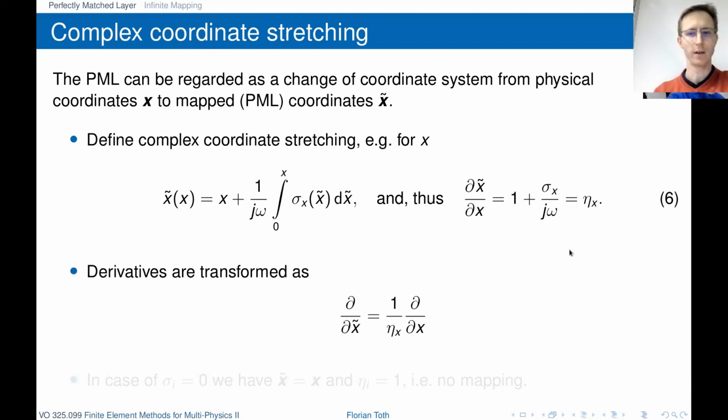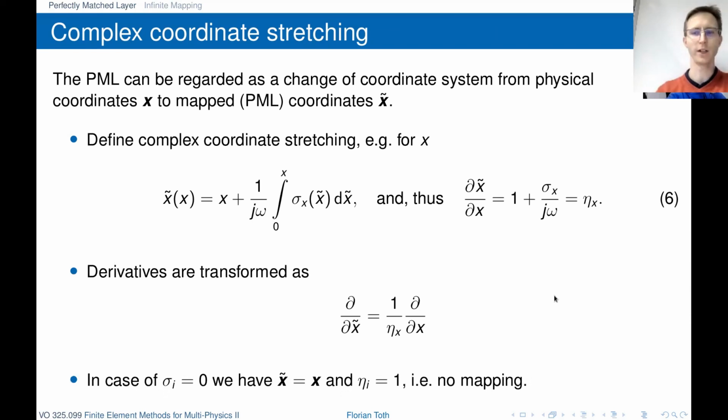And then we can use this definition to actually write down how the differential operators transform. So a partial derivative with respect to x tilde is equal to 1 over eta x of the partial derivative with respect to x. And also here we see, in case of a 0 damping factor, the etas are equal to 1. The mapping is trivial, the identity map, and the etas are 1, so also no mapping is done for the differential operators.